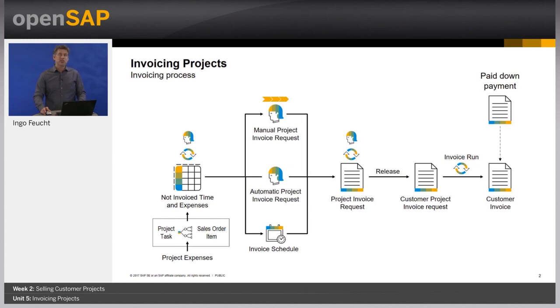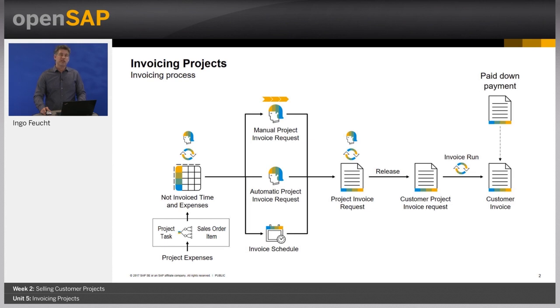The third option is the invoice schedule. The system automatically generates a customer invoice based on the dates in the invoice schedule, which has been maintained in the sales order item. All three options can be used for time and material as well as fixed price projects or a mixture of both.